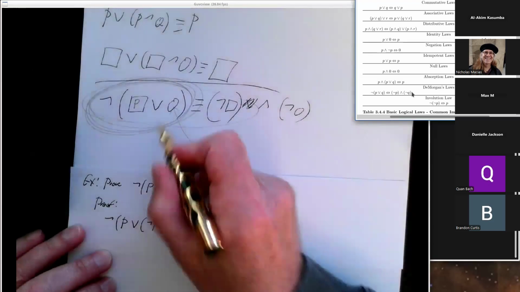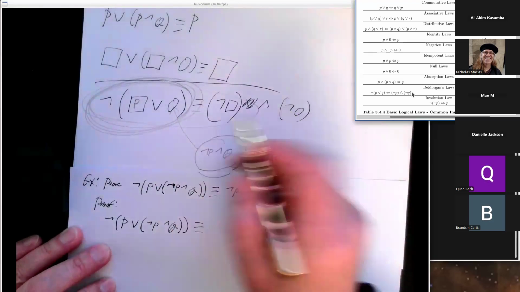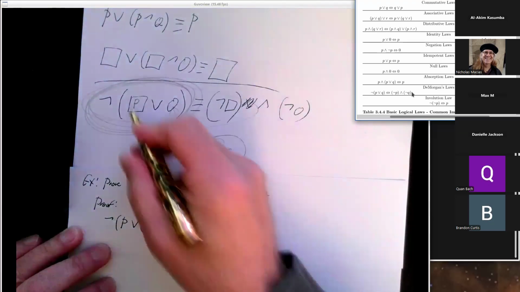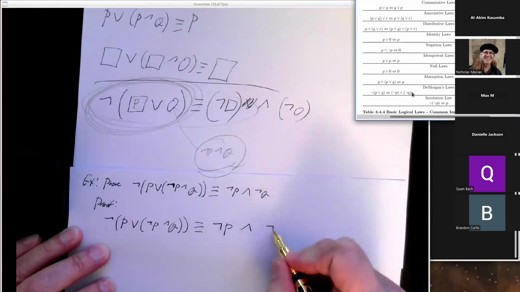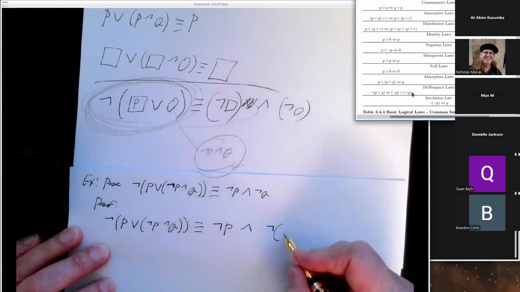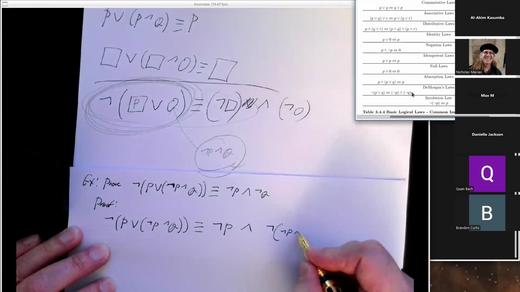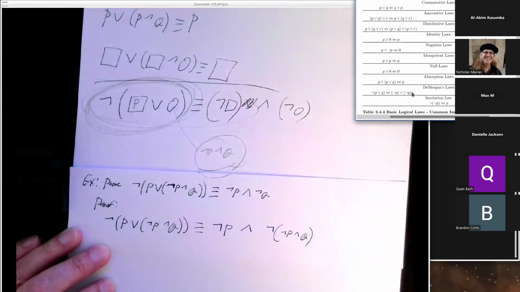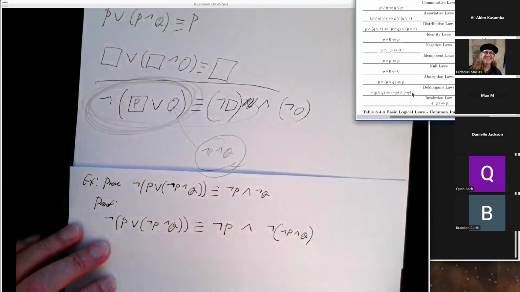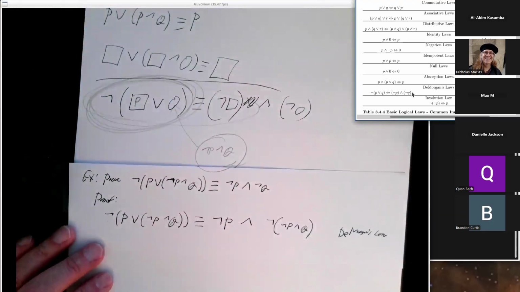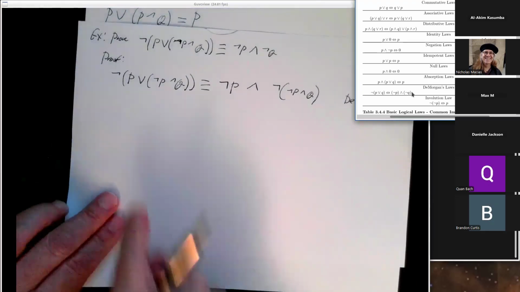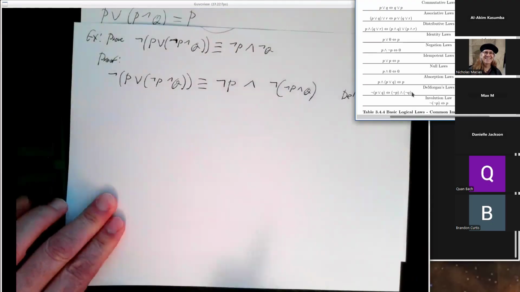So De Morgan's law says this is equivalent to this. It's equivalent to not whatever goes in the box, which is P, ended with not whatever went in the circle, which was not P and Q. So I can use De Morgan's law. And absolutely airtight, I can claim that this is equivalent to that.